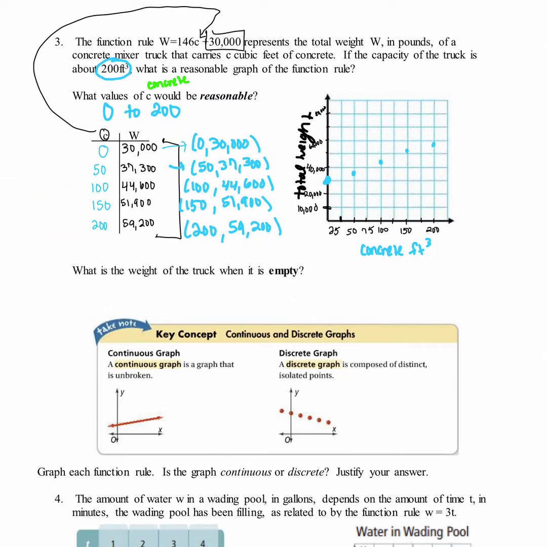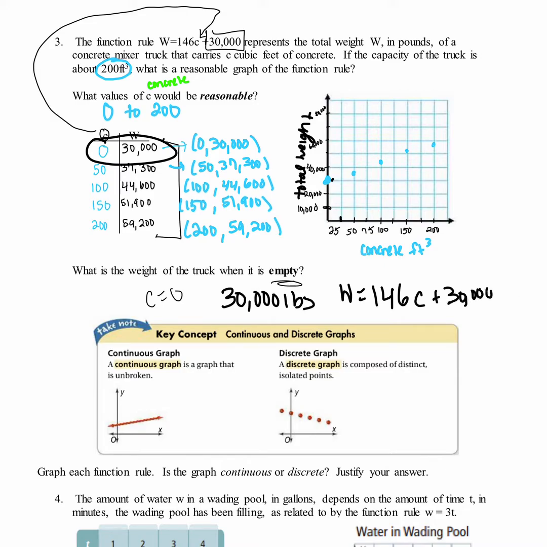All right, so there is our graph. What is the weight of the truck when it's empty? That's whenever there's no concrete in it, and that's that 30,000 pounds. Remember, we got that first from our table, but also from this equation. And we can actually connect these.